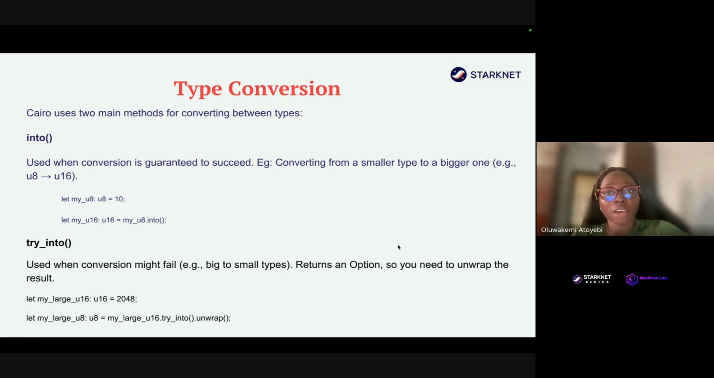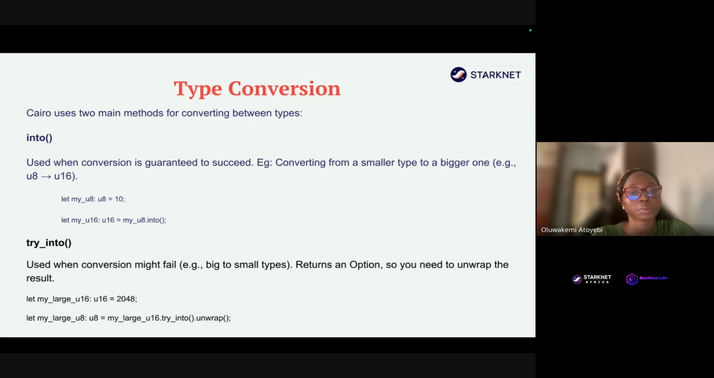In Cairo, we also have type conversion, whereby you can convert a particular data type to another data type. But there are two methods by which you can initiate this. You can either use the into method or the try_into method. You use the into method whenever you are sure that the conversion is going to succeed, for instance if you are changing a smaller type to a bigger type.